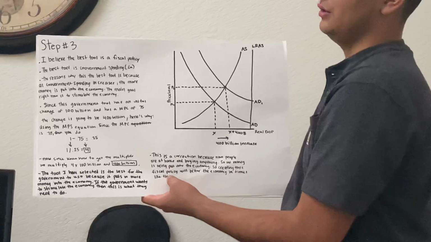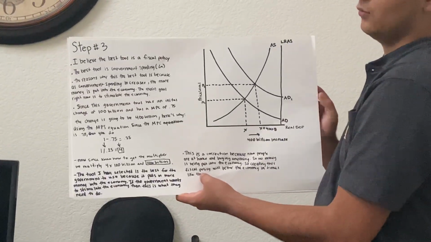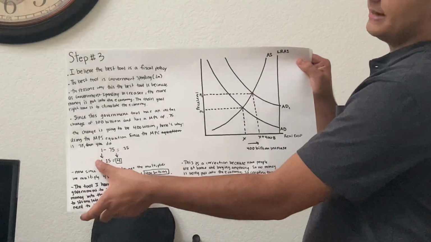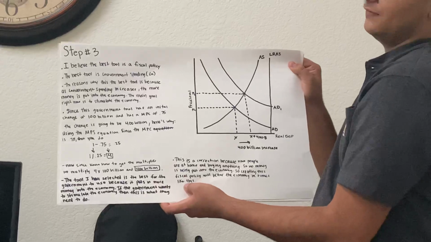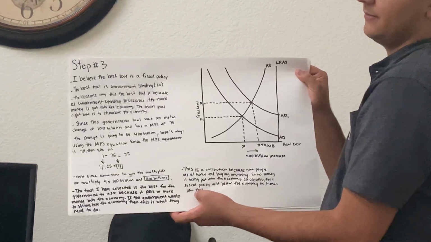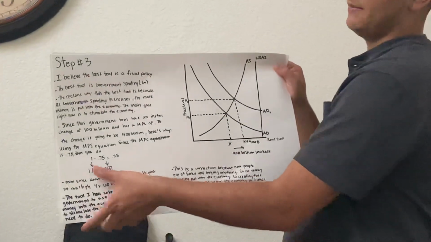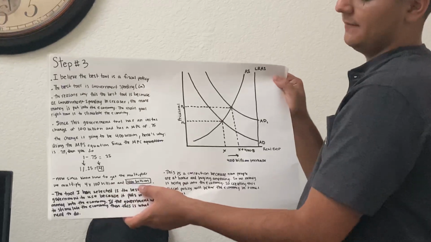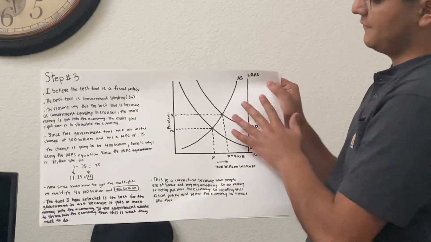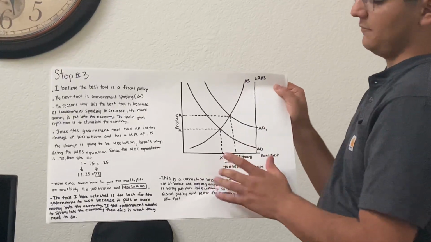Here's why. Using the MPC equation, since the MPC is 0.75, what you do is 1 minus 0.75 equals 0.25. Now you divide 1 by 0.25, equaling 4. 4 is what you multiply by your initial change of 100 billion. So getting that is going to be 400 billion. Now going to the graph to the right, we see a change of 400 billion increase of government spending.